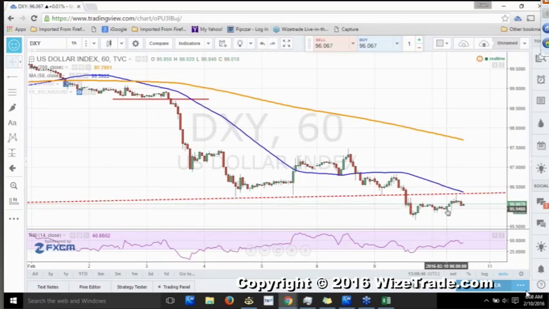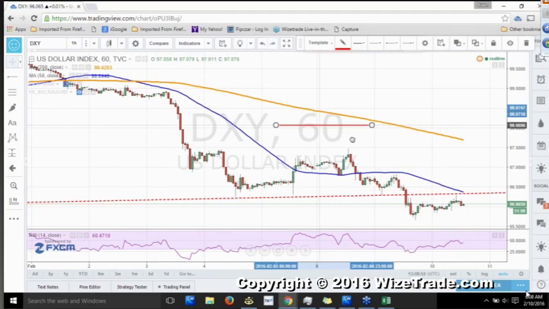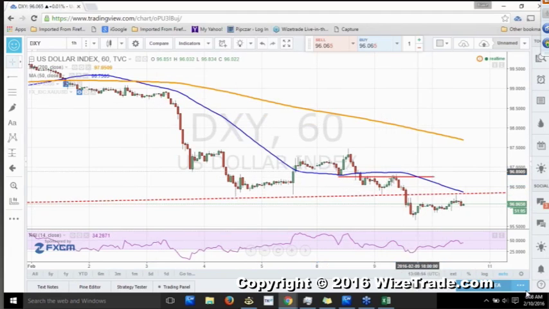Resistance, on the flip side, is if we break through some of this. Now let me just grab this line so I don't have to redraw. We break through there.